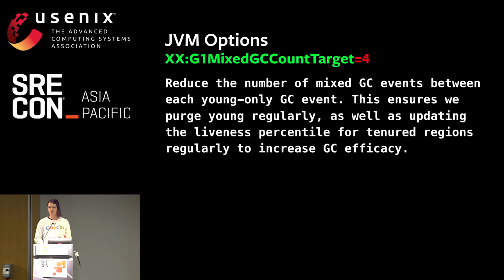We also reduced the mixed GC count target. The default is 8, but because we were doing it constantly, we reduced it to 4. We would do a young GC, then 4 mixed GCs, then a young GC and 4 mixed GCs. This is important because it's only during a young GC that the remembered set liveness is updated again. And if we use the default, we found that it would become too stale. The collector would make poor choices.